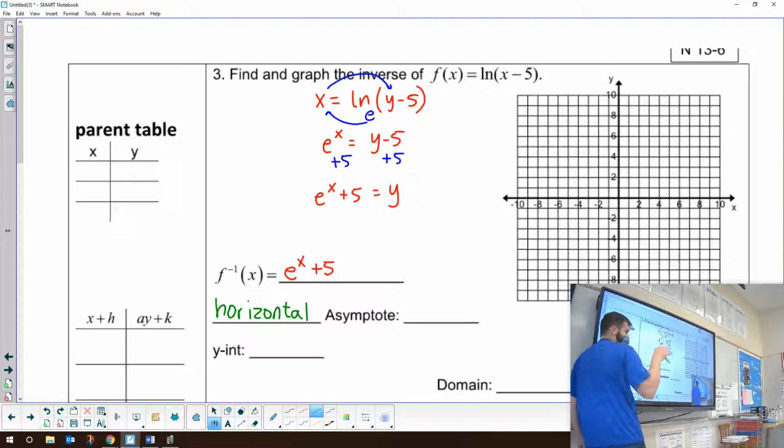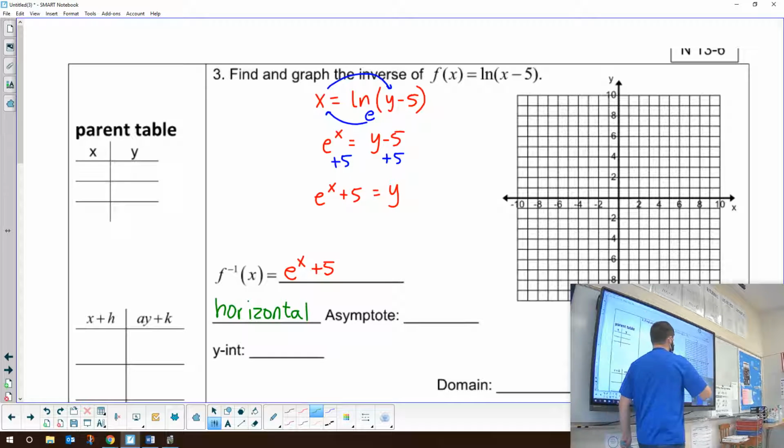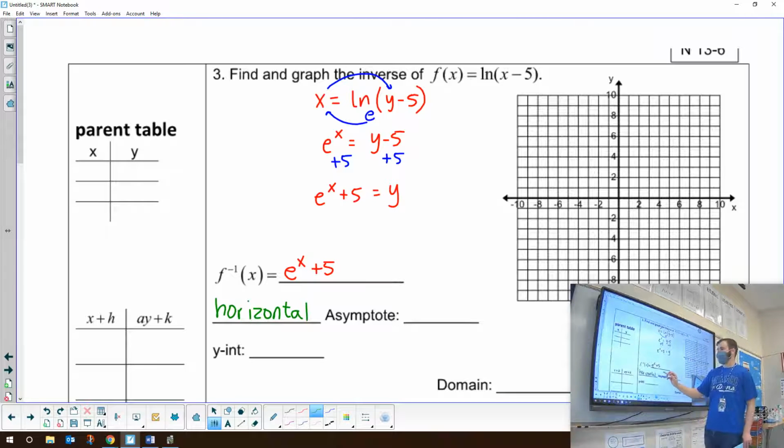Remember, exponential, that e keeps going out, and we have that horizontal asymptote. And your horizontal asymptote is attached to your k value. So my horizontal asymptote is going to be at 5. So up here at 5, we're going to have a horizontal asymptote. And my graph is going to be above that horizontal asymptote because it's not negative. Let's find some parent points for this.